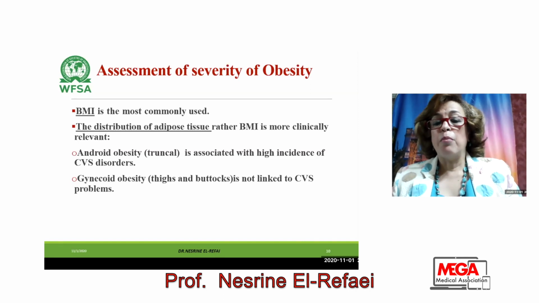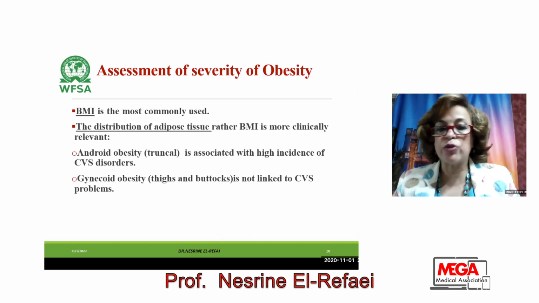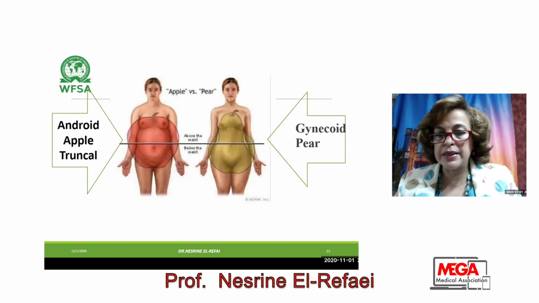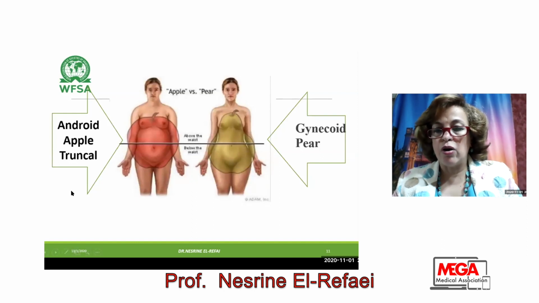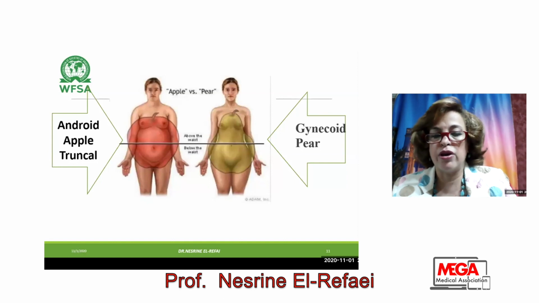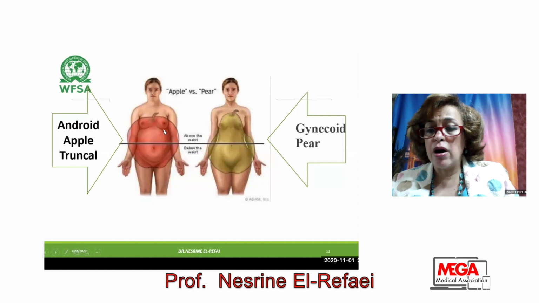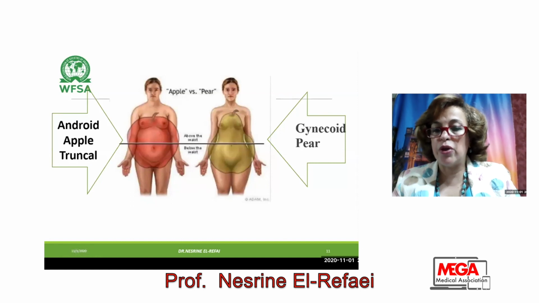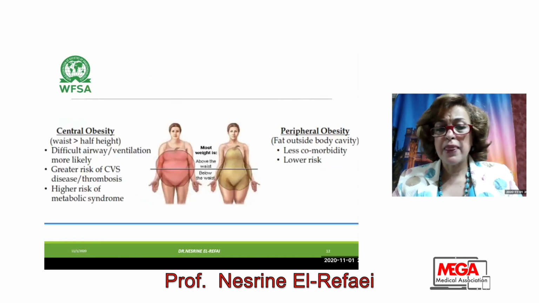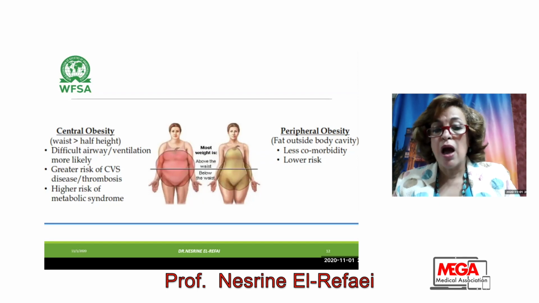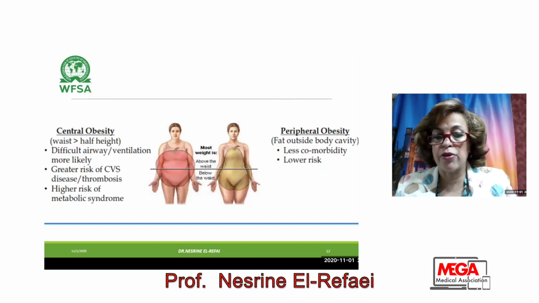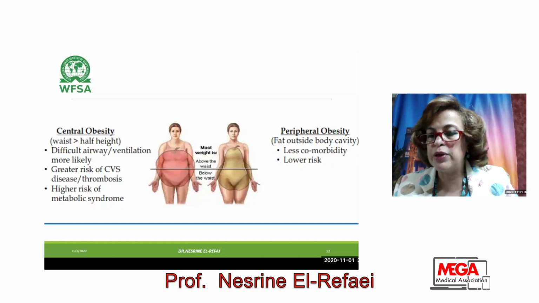Commonly we use the BMI, but there's also another important classification: the distribution of adipose tissue rather than the body mass index. Here we have two types of obesity. Android on the left, this is android or central or apple-shaped obesity or truncal obesity. They all express the same shape. Or gynecoid or pear-shaped obesity, when the adipose tissue is in the lower part of the body. The importance of this classification is that central obesity is associated with many problems such as difficult airway and ventilation, high risk of cardiovascular disease and thrombosis, and metabolic syndrome, while peripheral or pear-shaped obesity has less comorbidity and lower risk.